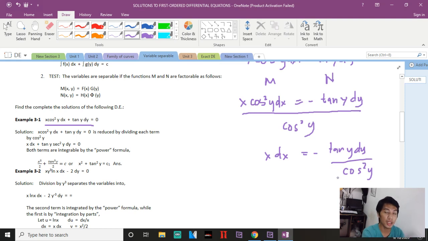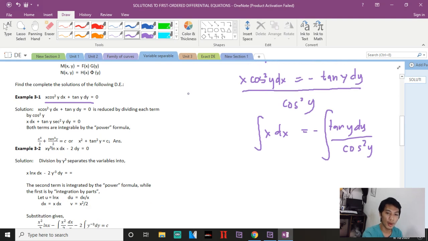Ibig sabihin, i-separate na natin yung variables na kailangan natin i-separate and then isama natin dun sa differential na dapat sila. Okay? If in terms of x, yung lahat ng x pagsasama-samahin mo. If in terms of y, lahat ng y pagsasama-samahin mo. Now, as we can see, pwede na natin itong i-integrate. Okay? This is now integrable.